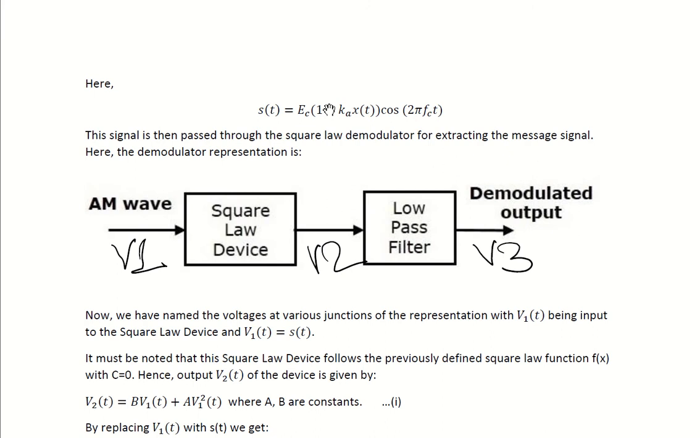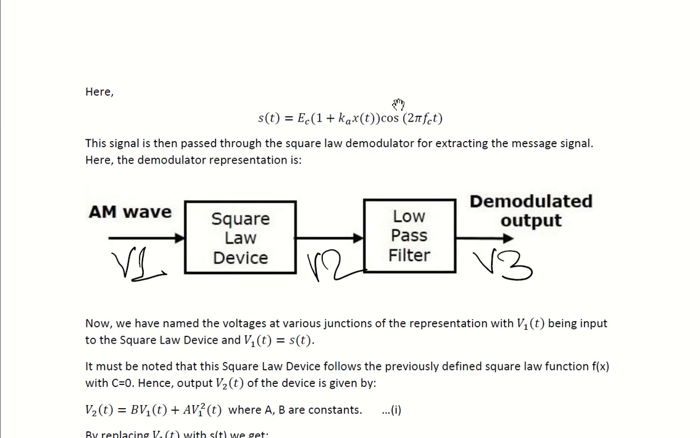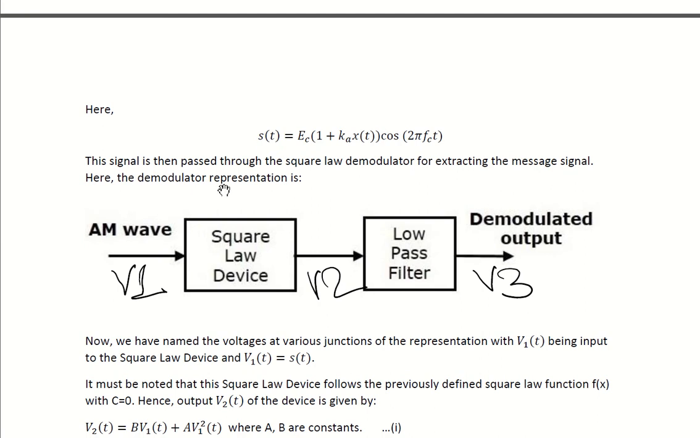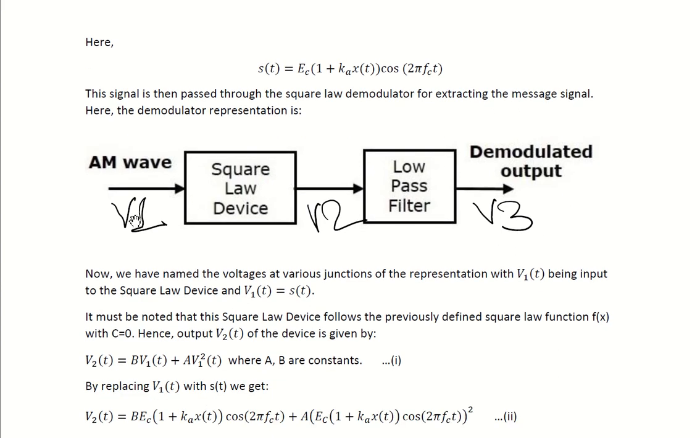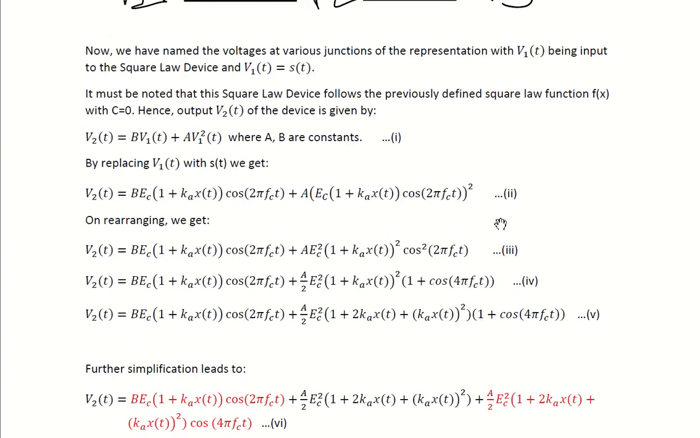Here we can simply represent this signal as s(t) = Ec[1 + k x(t)] cos 2πfct. From here we have to recover the message signal, also called x(t). This signal is then passed through the square law demodulator for extracting the message signal. This is a representative diagram of the square law demodulator. The V1 is basically s(t). Now the output of this square law device would be V2. This V2 is then passed through a low pass filter and we get V3. I have not shown it here, but V3 is then passed through a coupling capacitor so that we can remove the DC component.